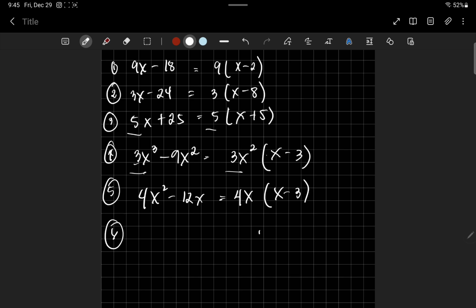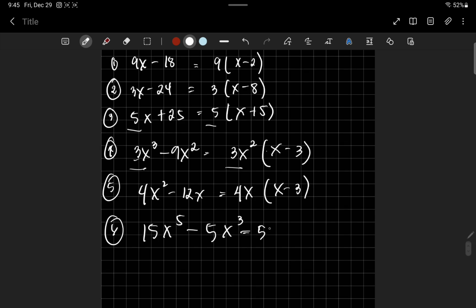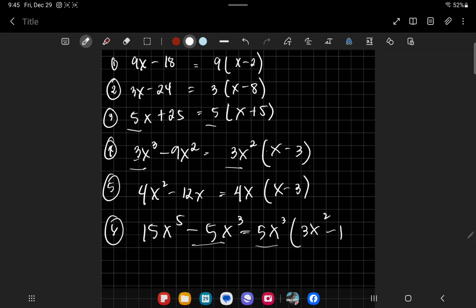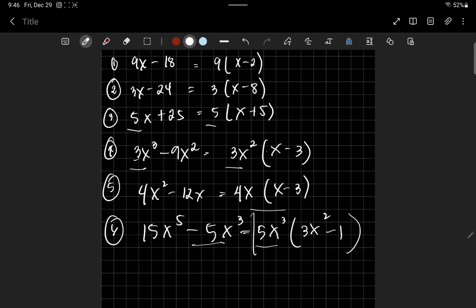Another one, if we have 15x raised to 5 minus 5x raised to 3, the common factor of the first and second term is 5x raised to 3. Diba? And 15x raised to 5 divided by 5x raised to 3 is 3x squared. And negative 5x cubed divided by 5x cubed is negative 1. Therefore, the factored form is 5x cubed times 3x squared minus 1.